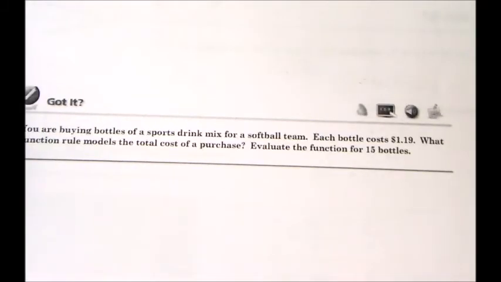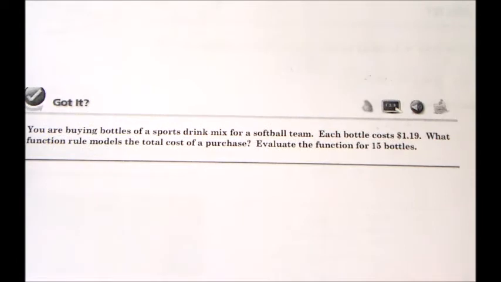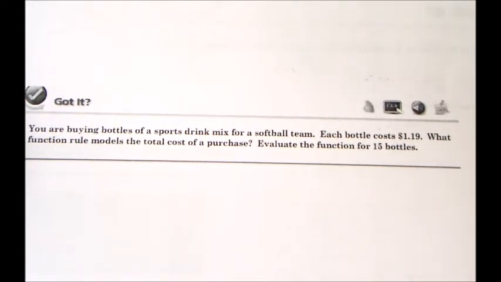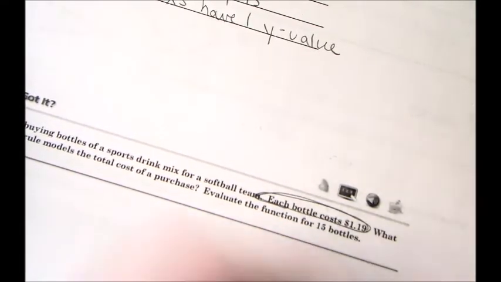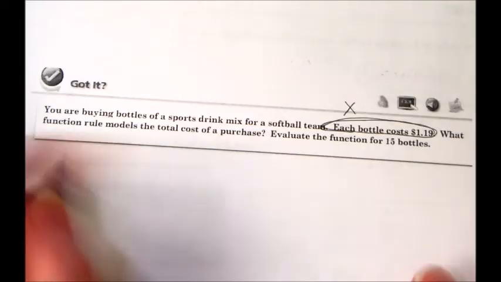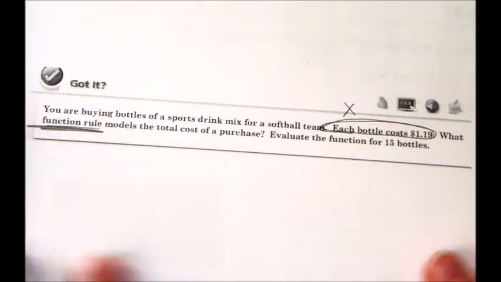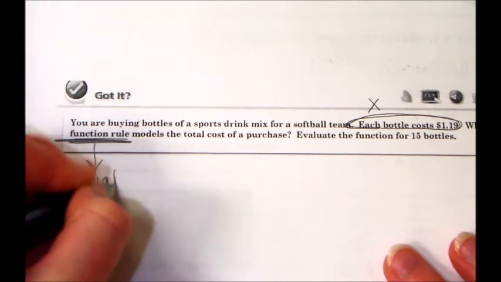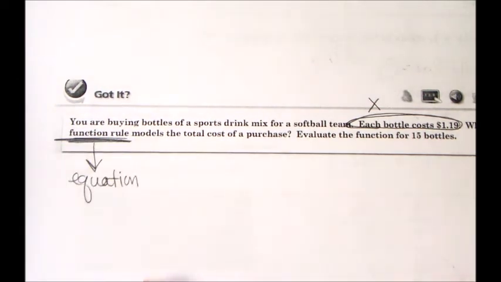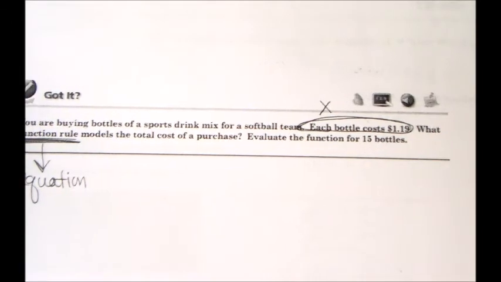Last thing, let's see if we can make an equation again. You are buying bottles of sports drinks for a softball game. Each bottle is $1.19. I want you to circle this word each and the number associated with it, because that one typically gets the x value. What function rule? Oh, function rule. That's really just math language for make an equation. What function rule models the total cost of the purchase? Evaluate the function for 15 bottles.